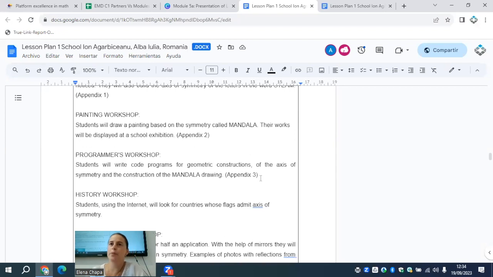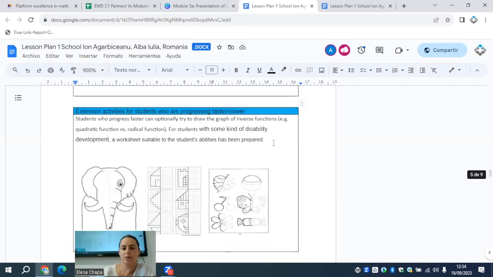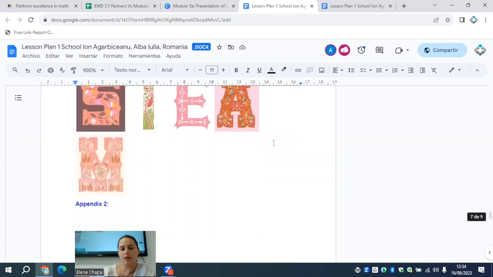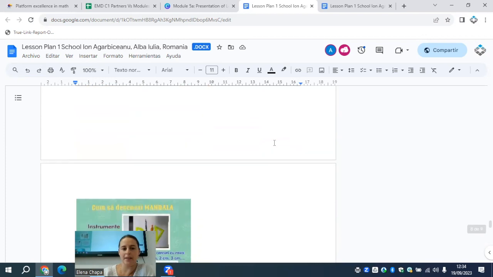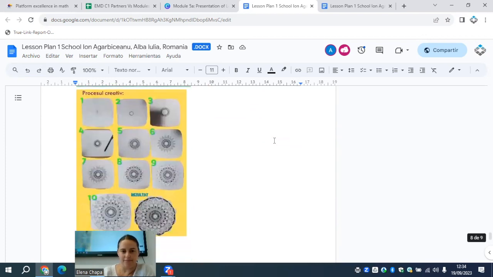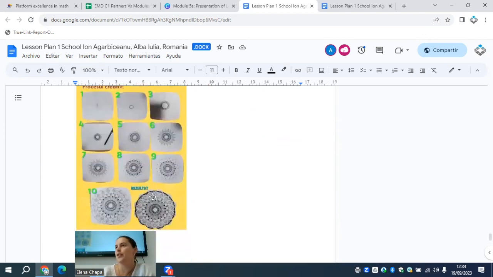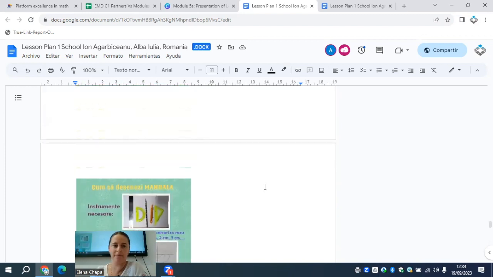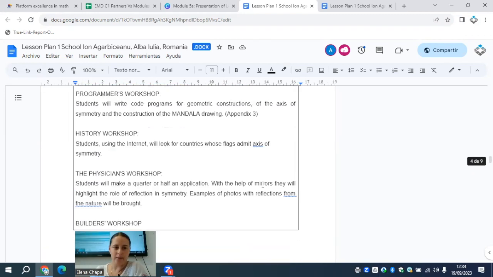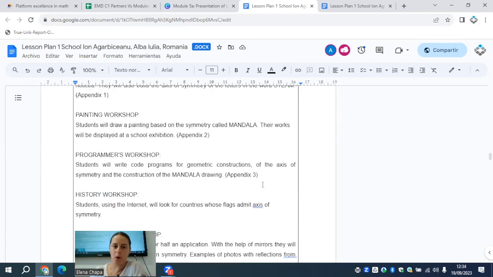For the painting workshop, students will draw a painting based on the symmetry called mandala. I'm sure you all know it. Their works will be displayed at a school exhibition. They actually like doing that. It involves a lot of concentration to paint this complex figure exactly, and it takes a lot of concentration for students, but they enjoy the activity.